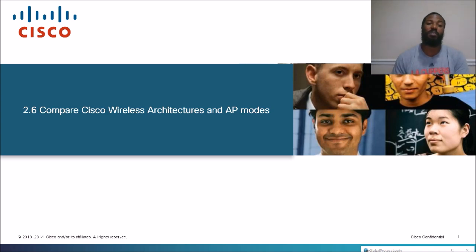Today's topic is comparing Cisco wireless architectures and AP modes. This is a topic in the CCNA exam. Let's get right into it.